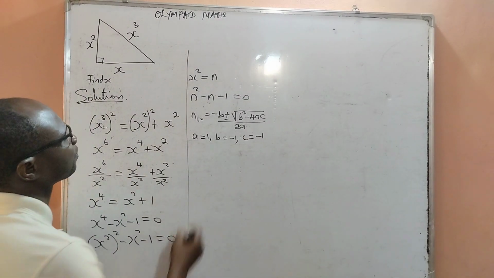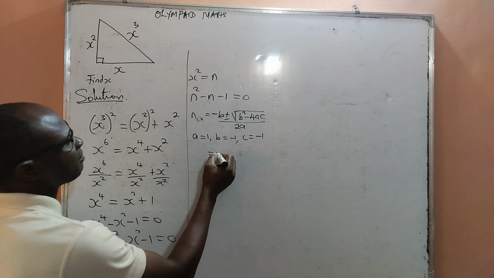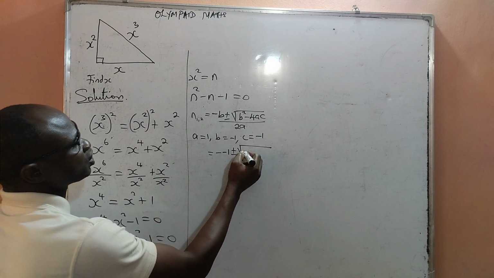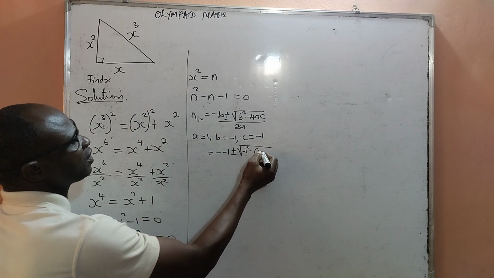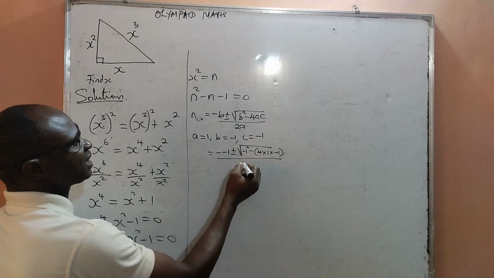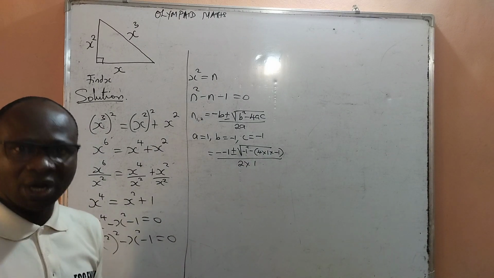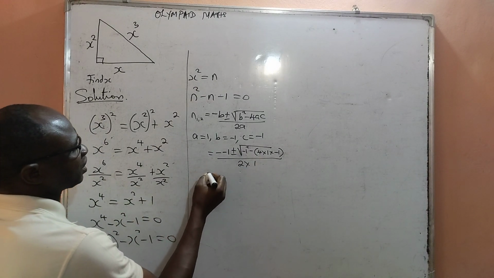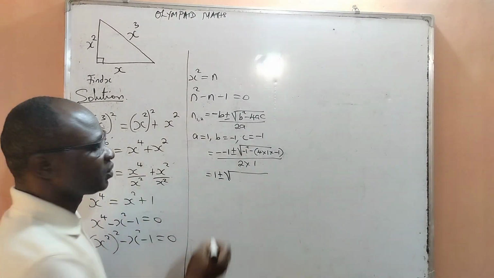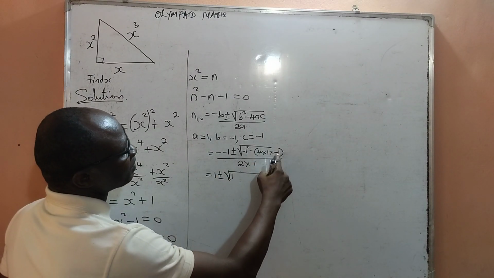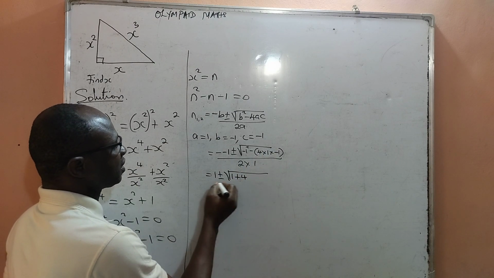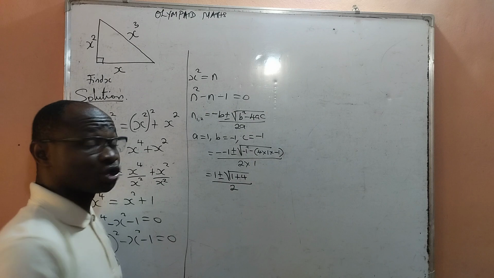I can now substitute. By substitution, I'll have minus b, which is minus minus 1, plus or minus the square root of b, which is minus 1 squared, minus 4 multiplied by a, which is 1, multiplied by c, which is minus 1, everything divided by 2 multiplied by a, which is 1. Minus minus will give me 1, plus or minus the square root of minus 1 squared, which gives me 1, and minus multiplied by this minus 1 will give me plus. Therefore, 4 times 1 will give me 4, everything divided by 2 times 1, which is 2.